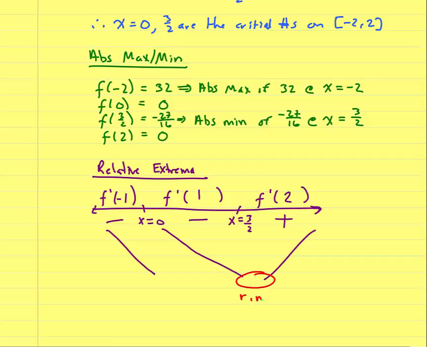However, here I do have a relative min at 3/2, and at 3/2, remember, if I plug that in, I got a -27/16. So I have a couple things happening here. The largest point on this graph between -2 and 2 is 32, and it occurs at -2. The smallest point is my absolute min, but it's also my relative min at 3/2, -27/16. So this is an absolute min, and when I check it, I can also find that it's a relative min, but I have to plug it into my slope chart to figure that out.